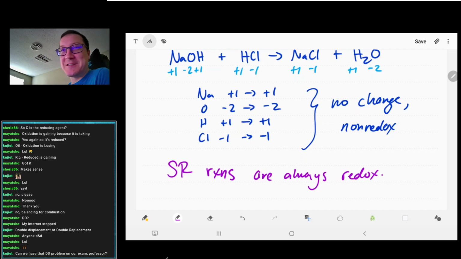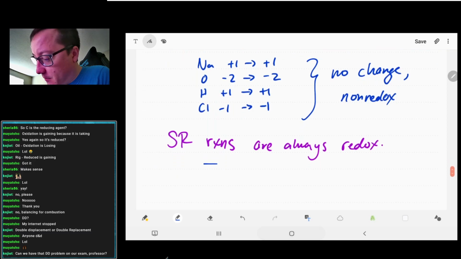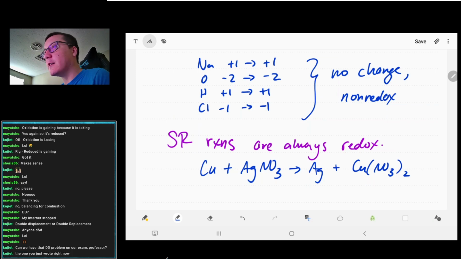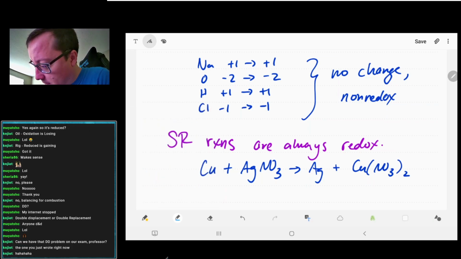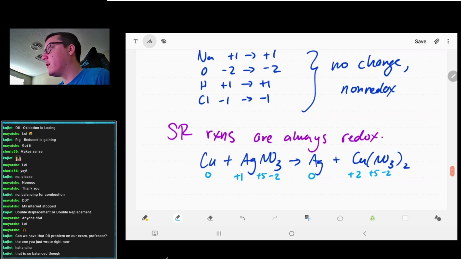You want this particular problem? Have fun with that. We've seen a lot of them, but we just saw copper plus silver nitrate turns into silver plus copper 2 nitrate. We had already seen the oxidation numbers for this, but let's write them out anyway. +2, +5, -2. Okay. That one is balanced. It's true.